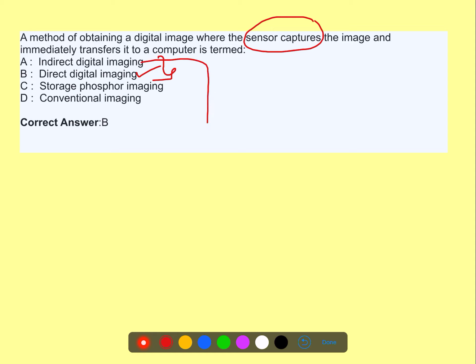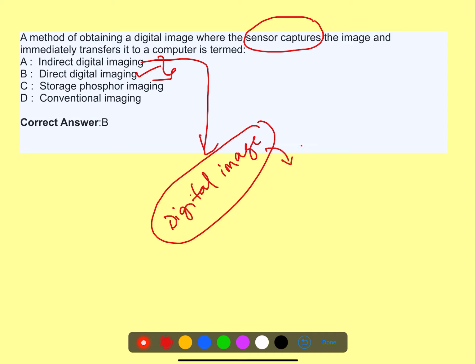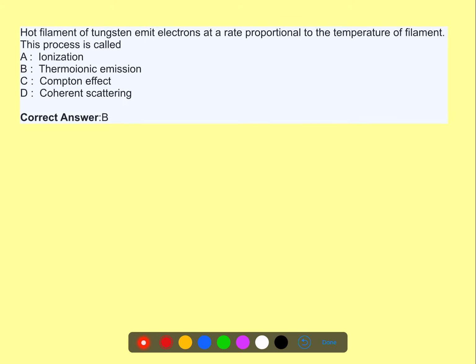What happens in indirect digital imaging? The digital image which is already present is converted with the help of a CCD. Hence, this is indirect digital imaging. And storage phosphor will use the PSP plates. So here our sensor is directly capturing the image. It is direct digital imaging. This is also a direct definition.